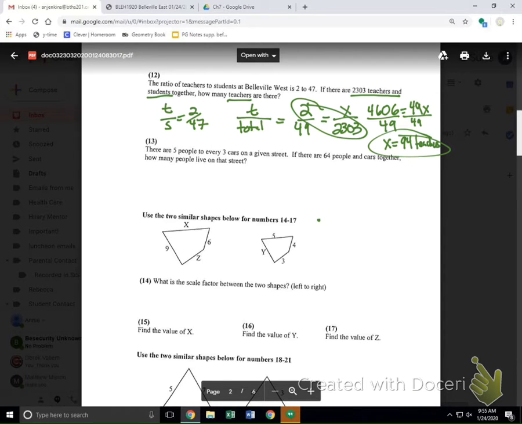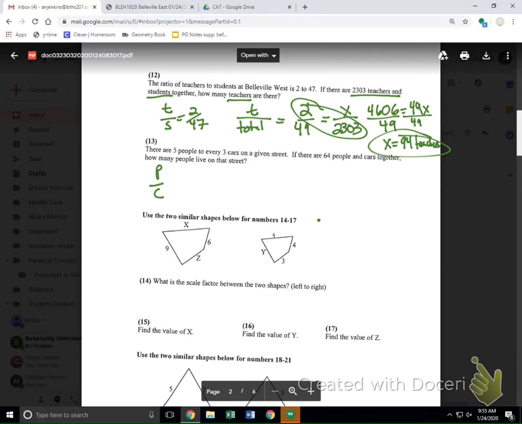The next one might not be worded the best. There are 5 people to every 3 cars. So I'm going to start by writing that ratio out. People to cars. Like in the car or outside? Like walking on the street, cars driving on the street.